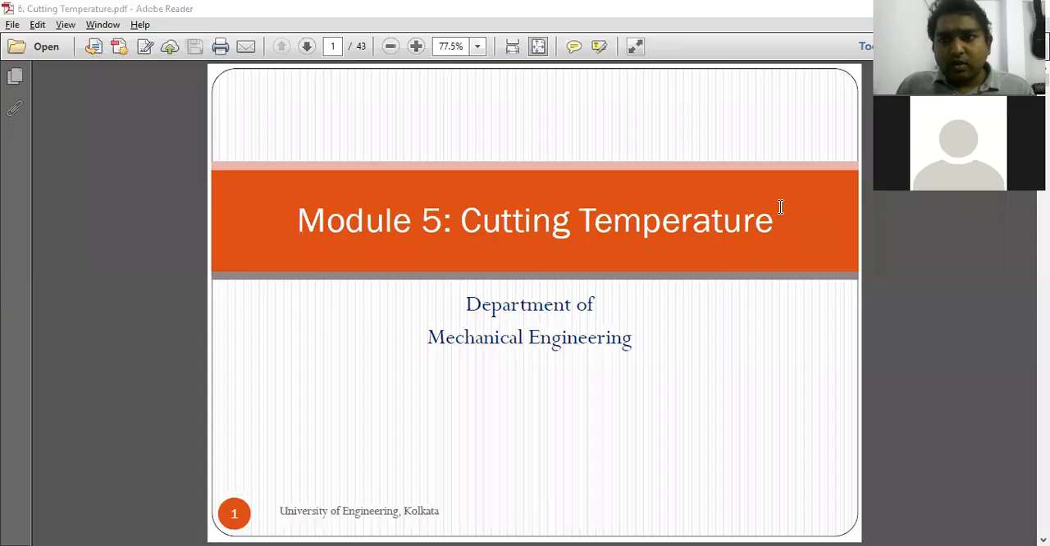So I'll start with the new topic, that is our cutting temperature. All right. So to continue, we previously discussed the cutting forces, and the measurement of cutting forces using the analytical method. Analytical method means using some formulas or equations to calculate the value of the cutting force.